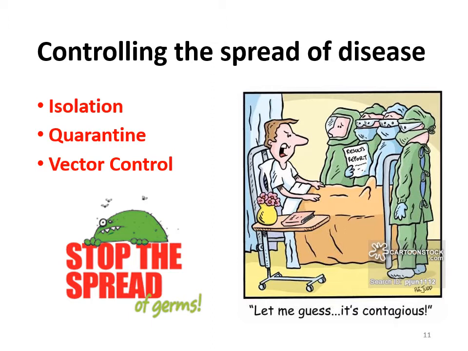When we talk about isolation, I always have students circle or underline that first I of isolation. So when you hear isolation, think I or Roman numeral 1, okay? Because in isolation, you are only separating the sick individual, just the sick person.